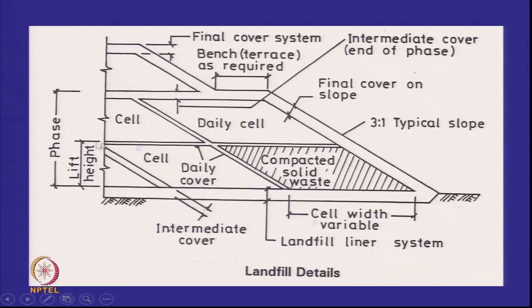But inside the landfill, it looks like this. You have a lift or a height. That means you have fixed the height of the daily covers. Your landfill may be 20 meters high or 10 meters high, but your daily cell height may be only 1.5 meters. So that's the lift. That means the daily cells increase the height by 1 to 1.5 meters every day. And a phase is typically the total height achieved after 1 year. This we'll look at a little later.